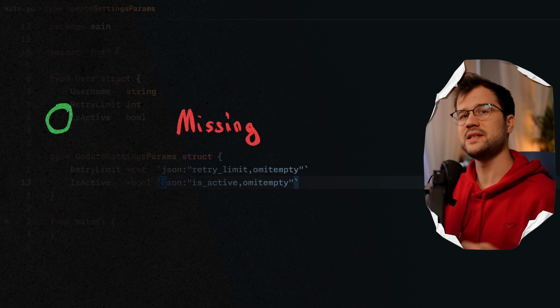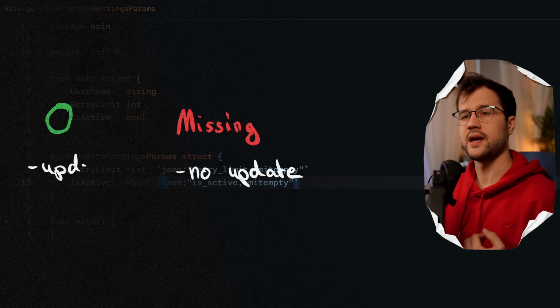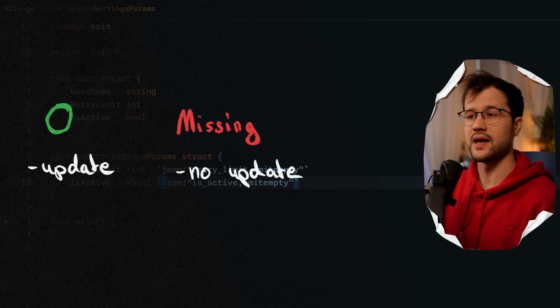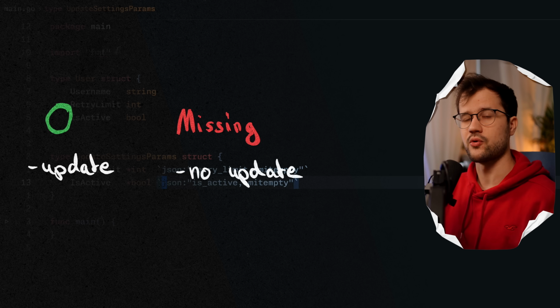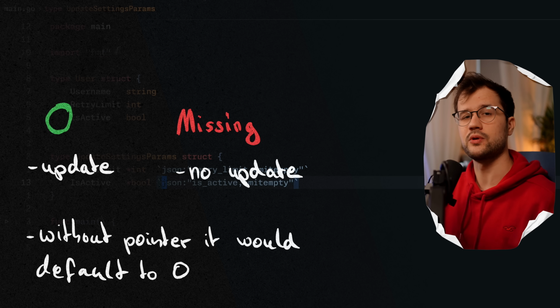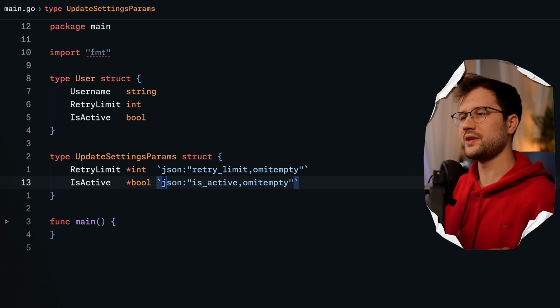And if retry limit is nil, this could really mean that we do not want to update this field. On the other hand, if the retry limit is 0, which is stored at a pointer, this could just mean that we set the limit to 0. Without pointers, a missing field will default to 0 and will potentially wipe out the user's data. So in the end, we want to distinguish between a 0 value and a missing value for this update settings params struct.